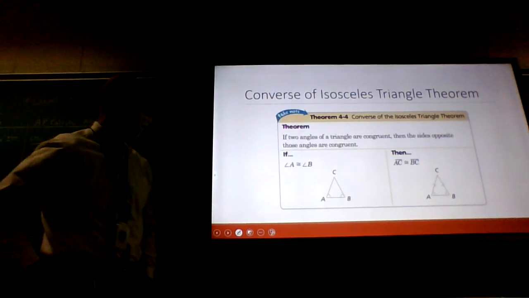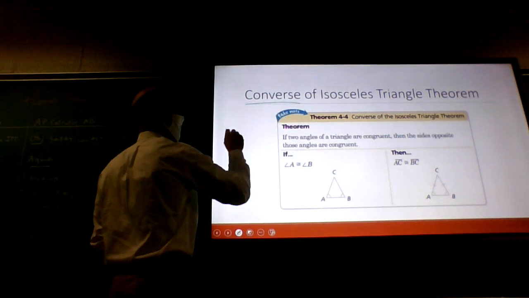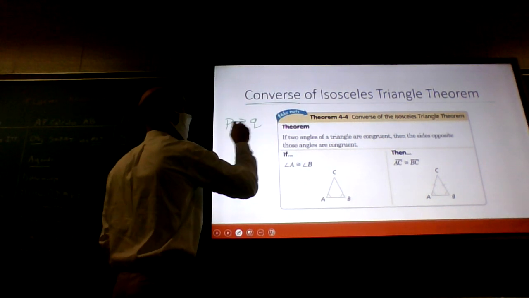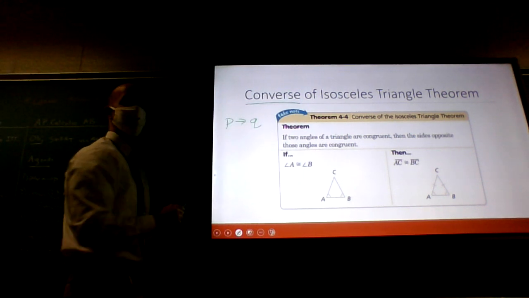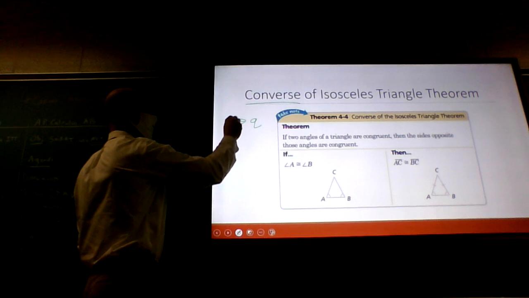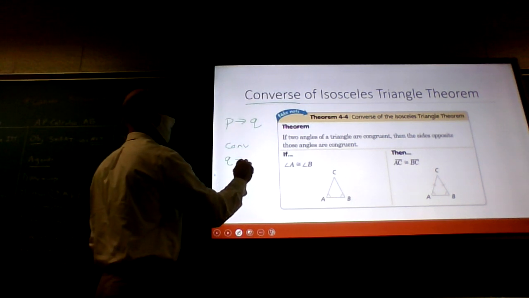All right, so remember when we talked about converses, right? Remember P arrow Q, if P then Q? What's the converse of if P then Q? If this is a conditional statement, what would it be? You got it. Q implies P.